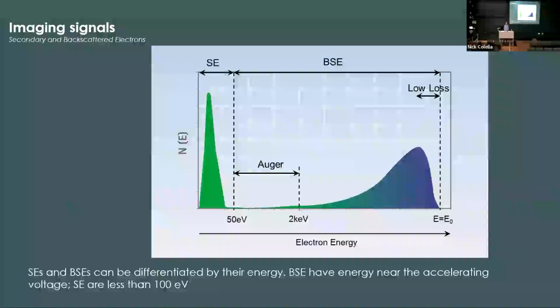The main way that we can differentiate between these two is through the use of an energy filter of one sort or another. Because BSEs are coming from the primary beam, they tend to be higher energy, right? They have an energy that's very close to whatever the acceleration voltage is that you chose. They're on the high energy spectrum of the electron signal.